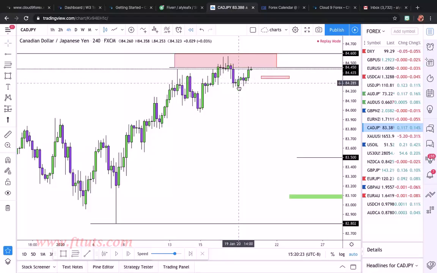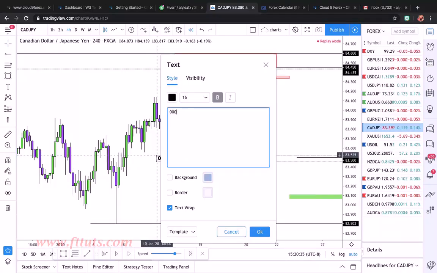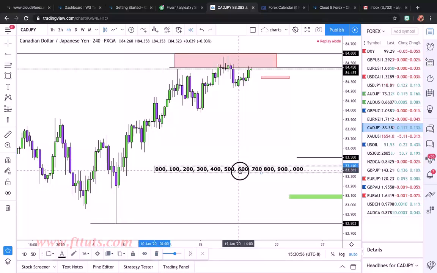So when we're coming up to a sell zone, what we want to do is make sure our price is rounded. As you can see in the market, there it goes: 0, 0, 100, 200, 3, 4, 5, 6, 7, 8, 9, and then we're back to 0, 0. Okay, so that's how price is.